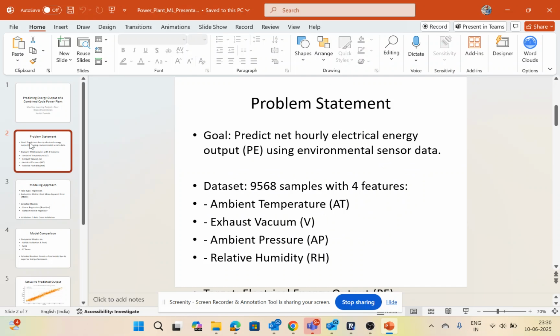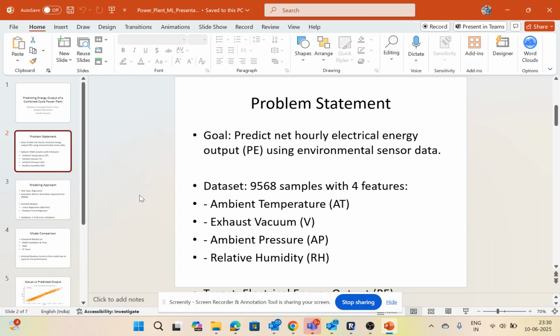We are working with a regression problem because we want to predict a continuous numerical output, specifically the net hourly electrical energy output represented as PE in megawatts. The dataset contains 9,568 rows, where each row represents a snapshot of environmental data and the corresponding energy output.